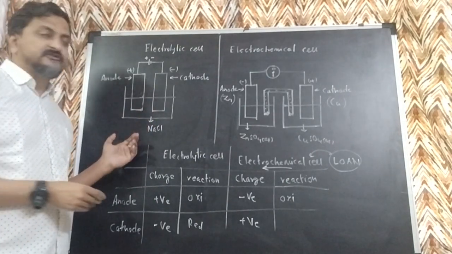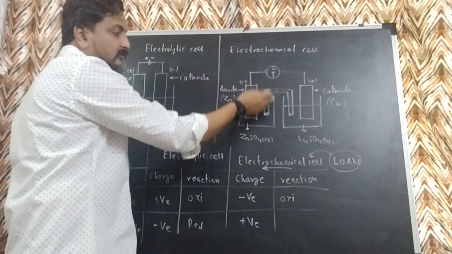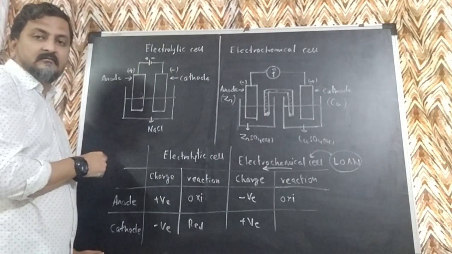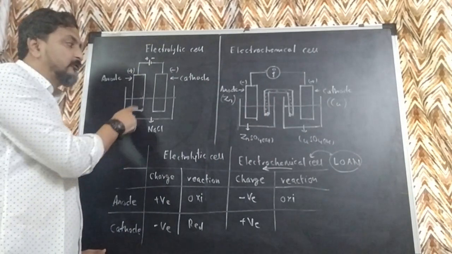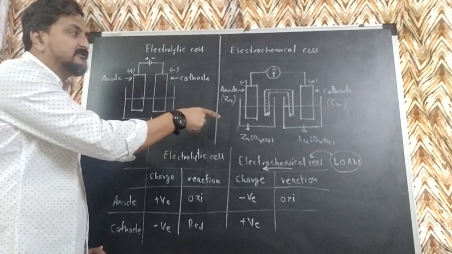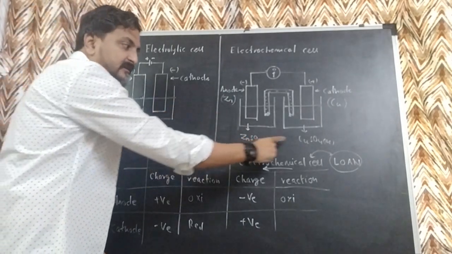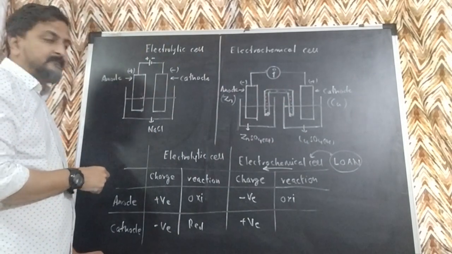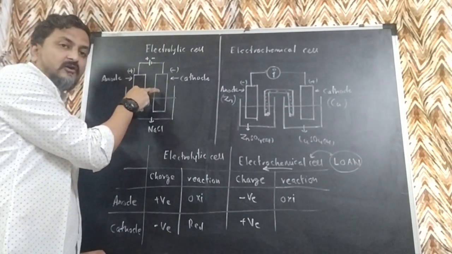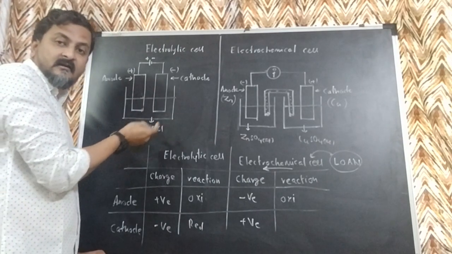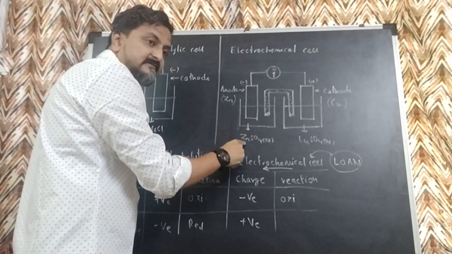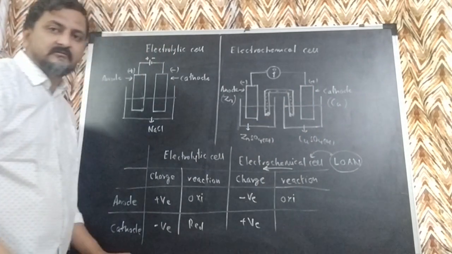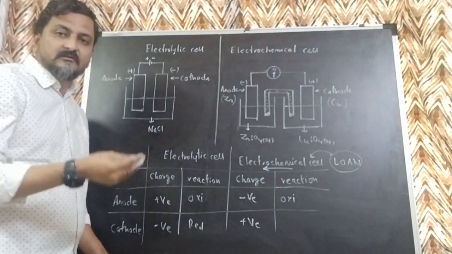So here we have the diagrammatic representation of electrolytic cell and electrochemical cell. As you all can clearly see, in case of electrolytic cell, a common electrolyte is used for both the electrodes, whereas in case of electrochemical cell, different electrolytes are used for different electrodes. Here, both the graphite rods are dipped in a common solution, that is NaCl, whereas here zinc rod is dipped in a solution of ZnSO4, whereas copper rod is dipped in a solution of copper sulfate. So this is all about the distinction between the two cells.